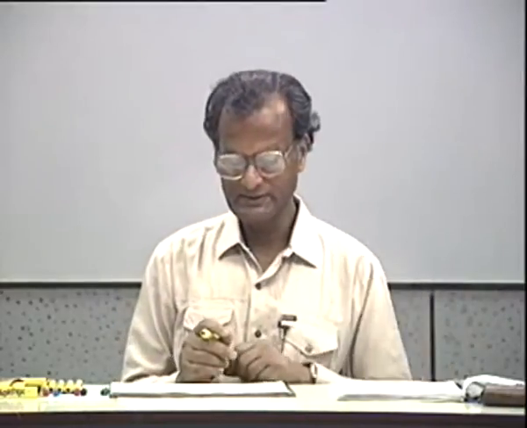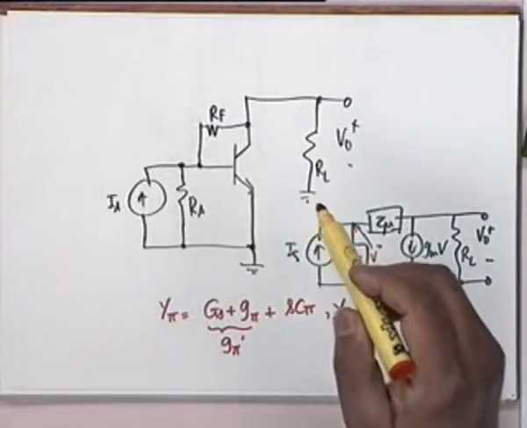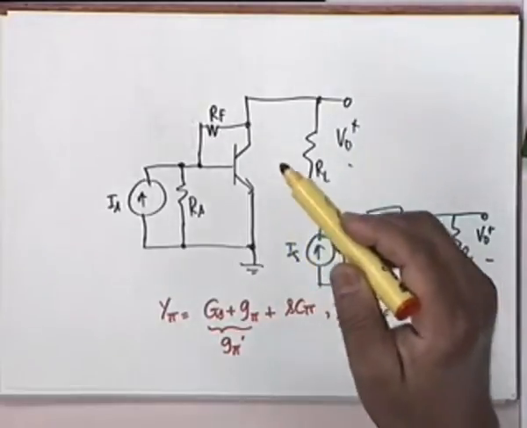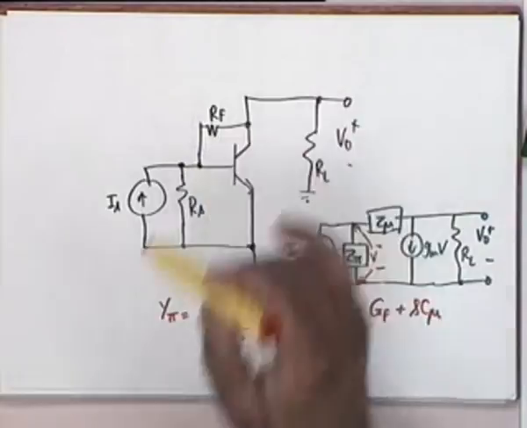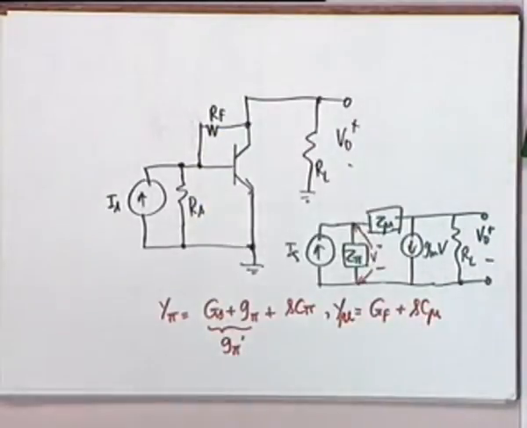We had already started last time broadbanding by local feedback. We continue this discussion today. The circuit that we had considered was simply a single transistor amplifier with a feedback from the collector to the base through this resistance RF.